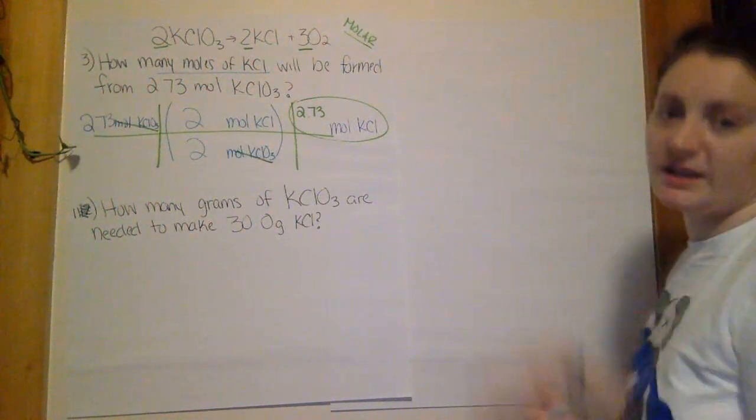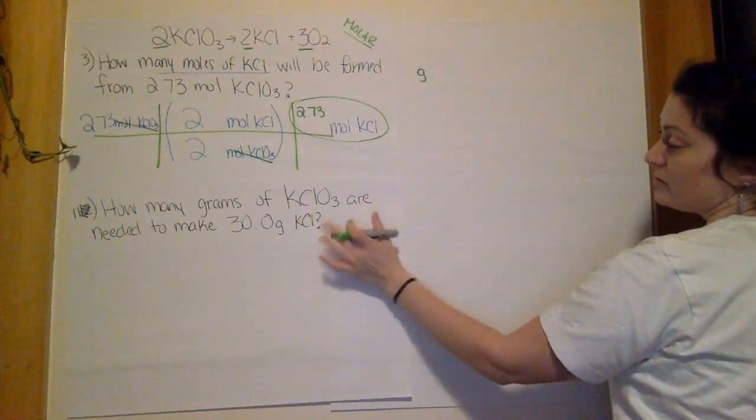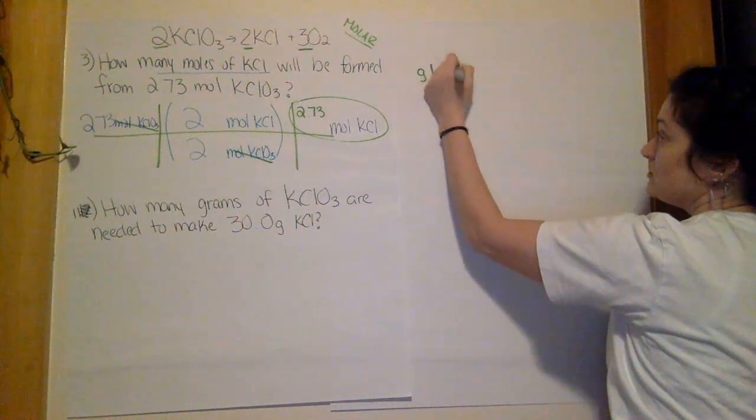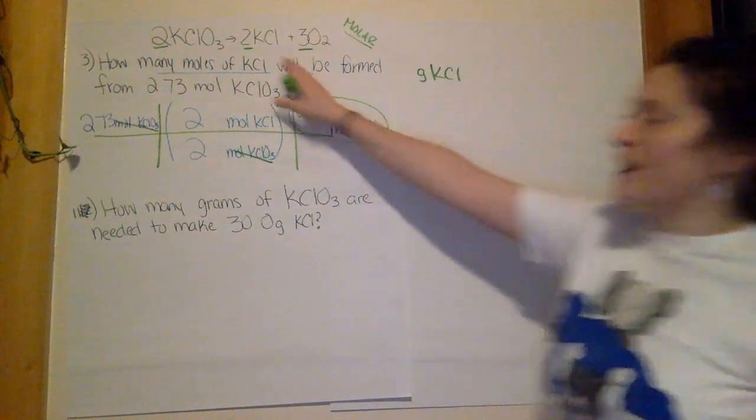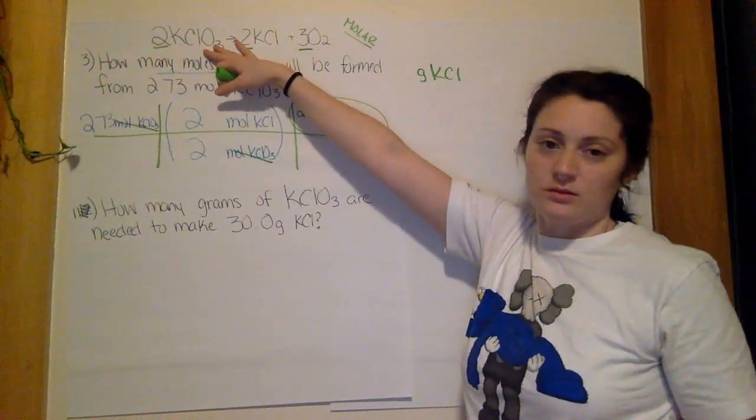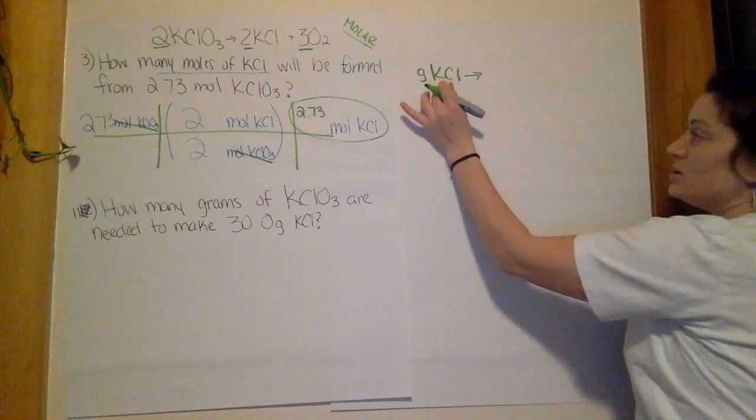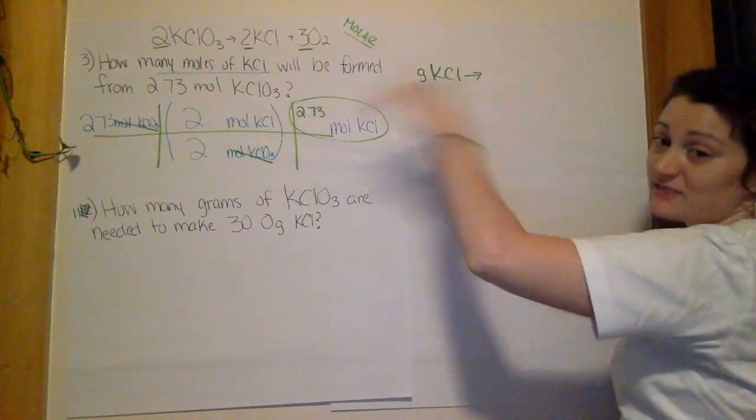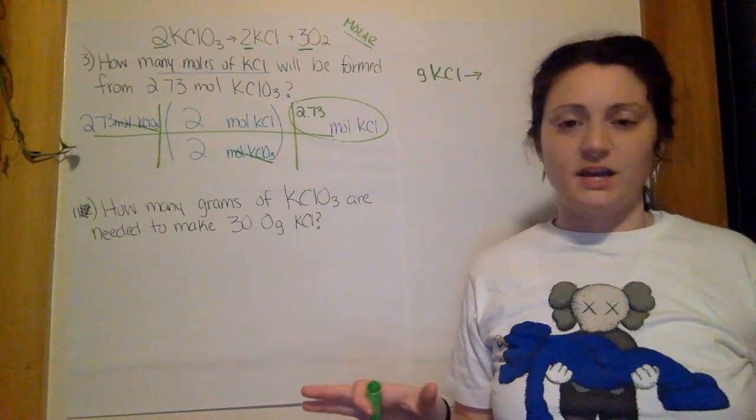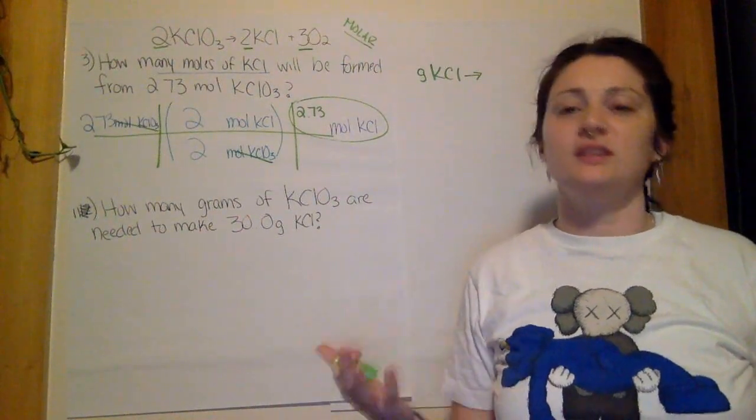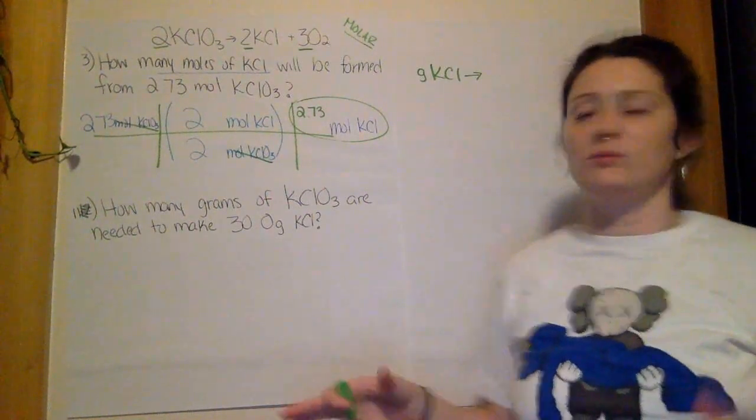So let's make a timeline of what's going to go on here. You're given mass of KCl. You somehow need to get to mass of KClO3. So first, you can't compare mass to mass. You always have to convert to moles. That's just a good practice. Whenever you're dealing with stoichiometry, it's always good to go to moles. Whatever unit you're in, go to moles.